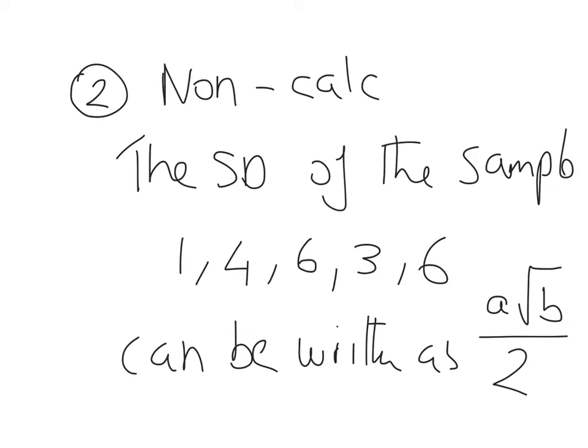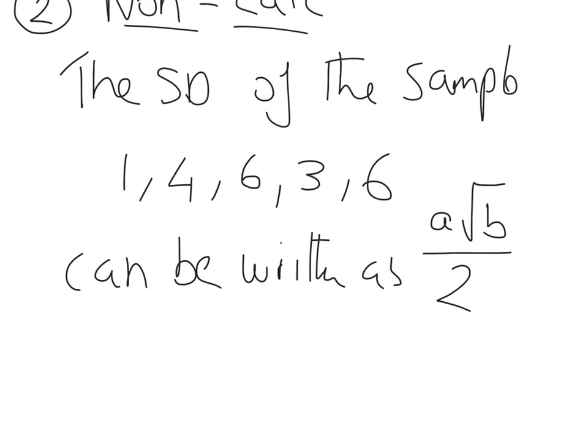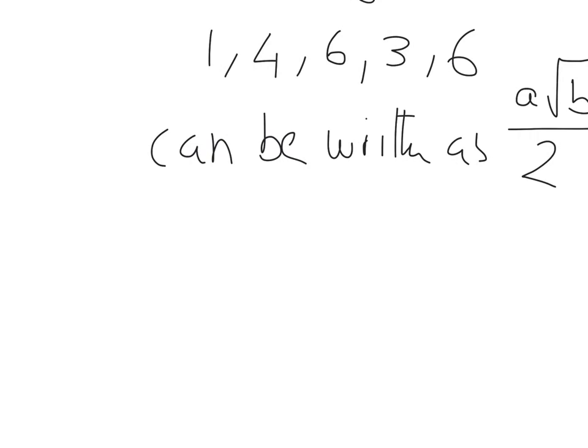Okay, section 32, part 2. This is a non-calculator question this time. So the standard deviation of the sample of numbers 1, 4, 6, 3 and 6 can be written as a root b over 2. Find a and b. So we'd normally rely on a calculator with standard deviation questions because they normally come up in calculator papers, but the numbers are quite small here, so this should be quite easy to contend with.